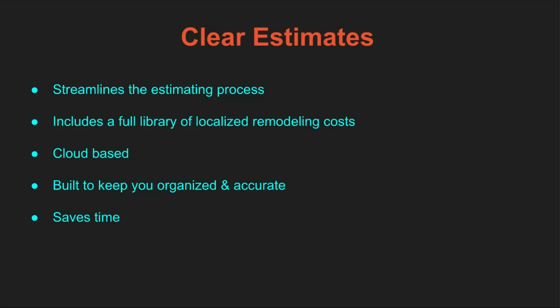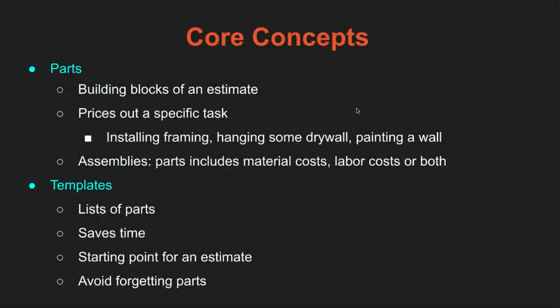Now, before we get into the application, it's important to understand how the software is set up and how our library of remodeling costs really works. So just some core concepts for you to keep in mind. Number one, Clear Estimates' library is made up of what are called parts. Now, parts are line items. They're the building blocks of your estimate. They price out a specific task, like installing some framing, maybe hanging drywall, maybe painting a wall. Really, any individual task that needs to get priced out in your estimate can be thought of as a part.